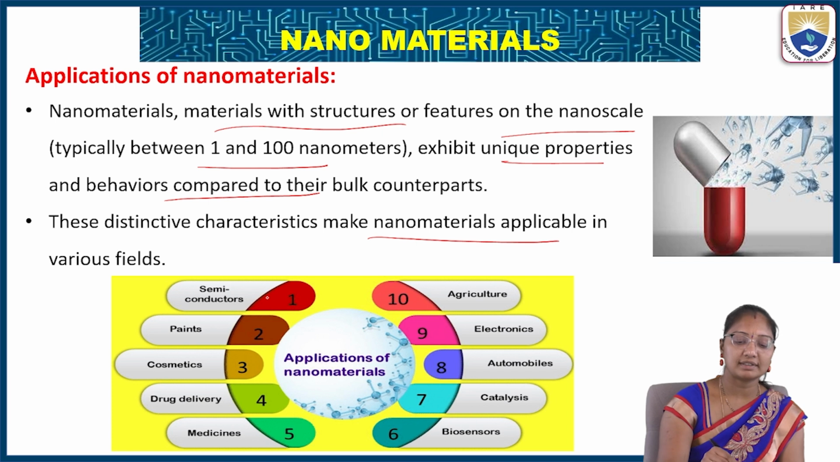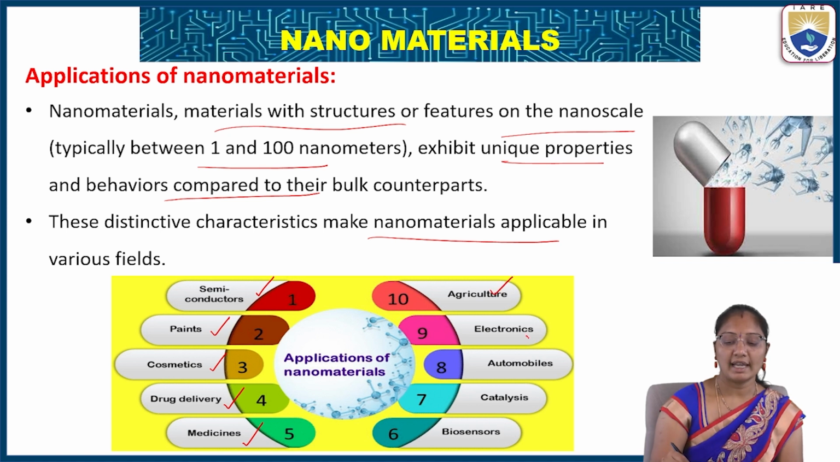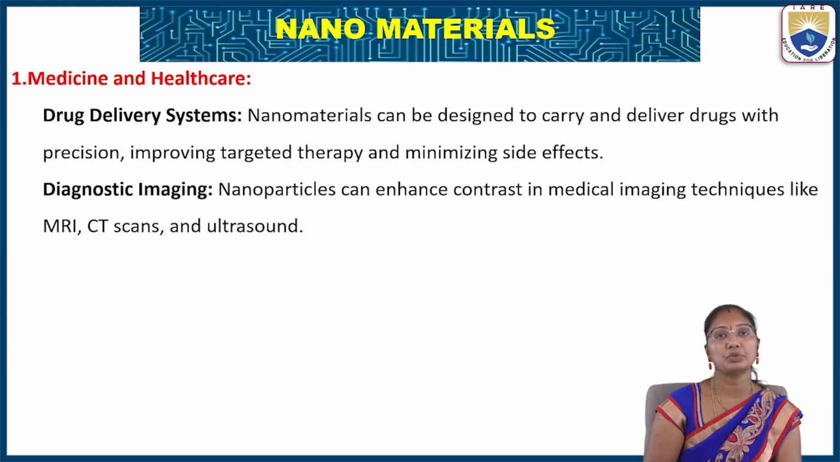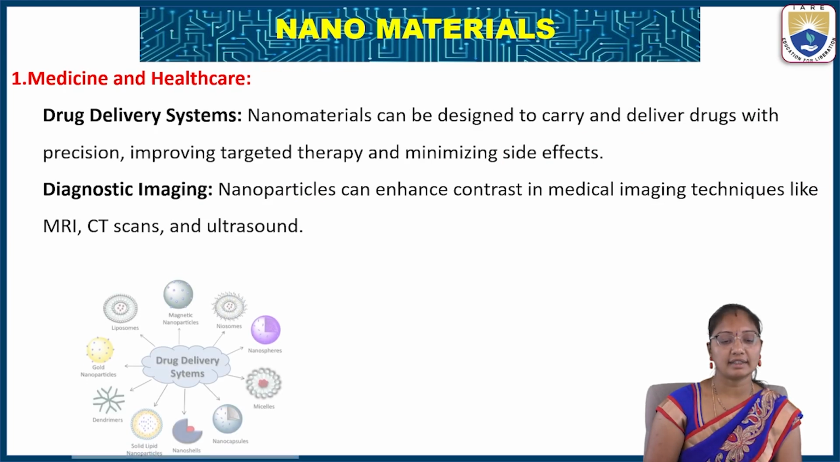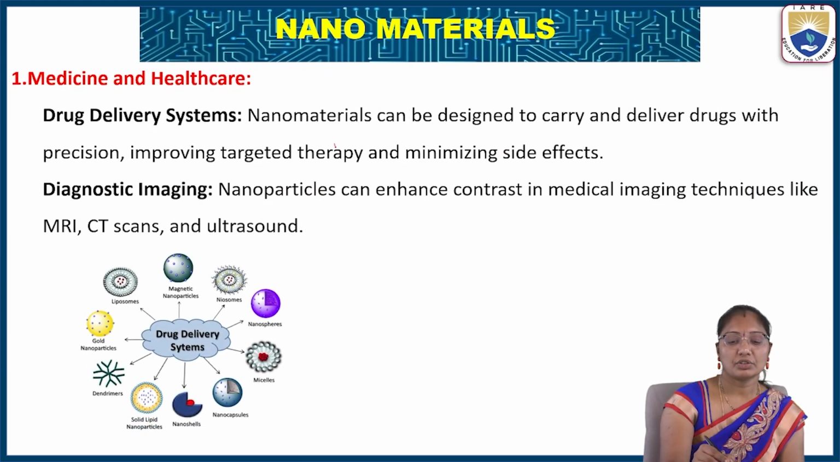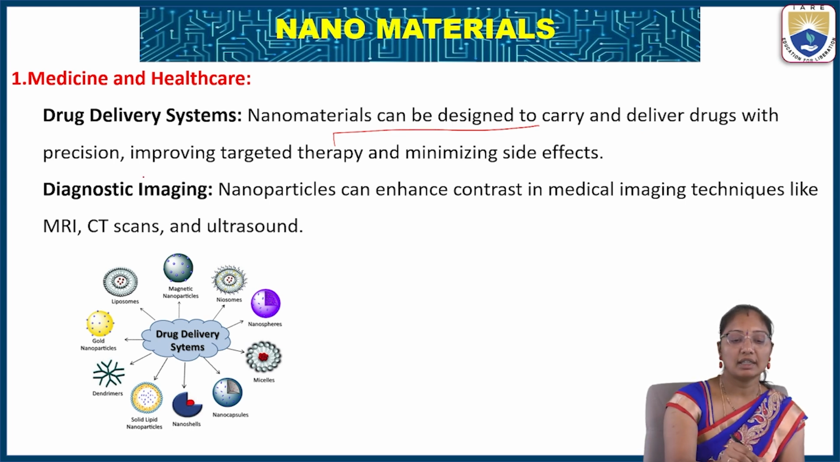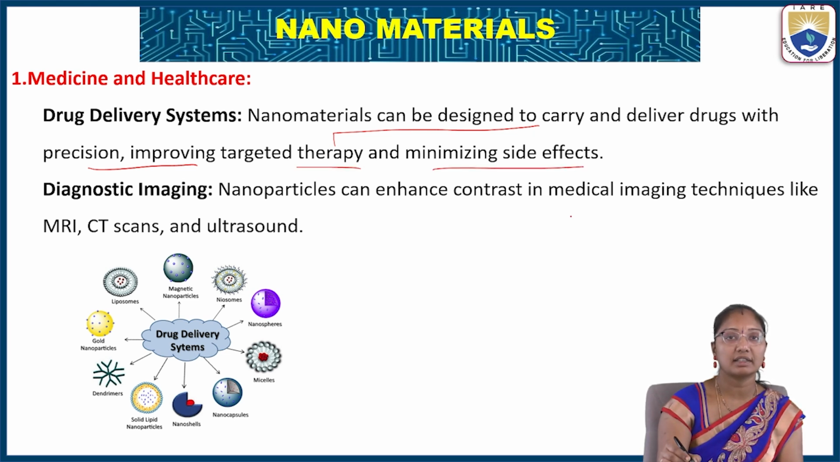These nanomaterials can be used in semiconductors, paints, cosmetics, drug delivery, medicines, agriculture, electronics, automobiles, catalysis, biosensors and the medical field. Due to these properties, they have a wide application range. Coming to the first sector, medicine and healthcare, the drug delivery systems. Nanomaterials can be designed to carry and deliver specific drugs, improving precision and targeted therapy and minimizing the side effects.